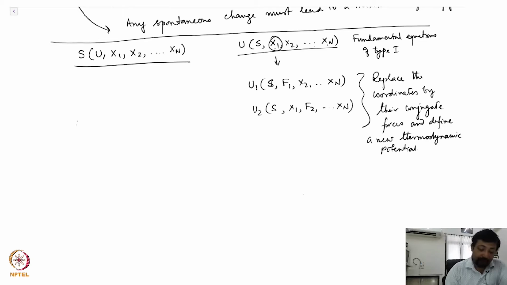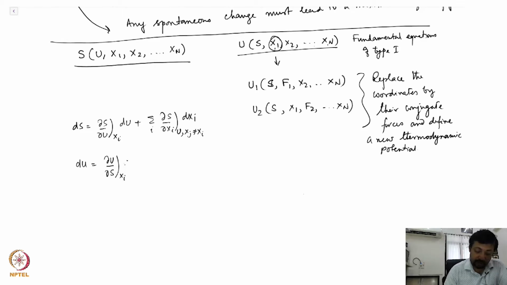So once you know all these functions, then clearly you can write down dS as ∂S/∂U with the xi's held constant, dU, plus the sum over i of ∂S/∂xi with U and xj not equal to xi held constant, dxi. Similarly, you can also write down dU as ∂U/∂S with xi held constant, dS, plus the sum over i of ∂U/∂xi with S and xj not equal to xi held constant, dxi.